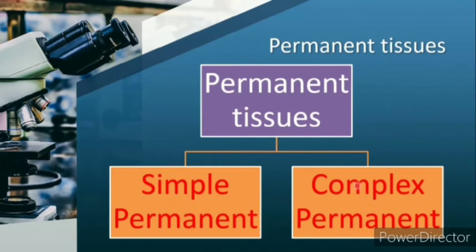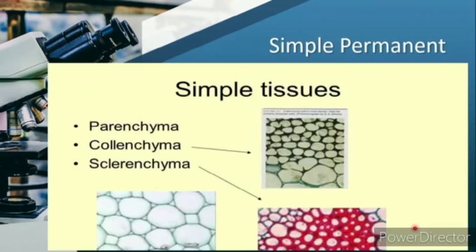Now students, permanent tissues are further classified into simple permanent and complex permanent tissues. Let us see what are the simple permanent tissues. Students, simple permanent tissues are further classified into Parenchyma, Collenchyma and Sclerenchyma.